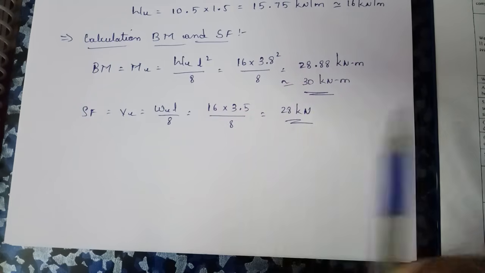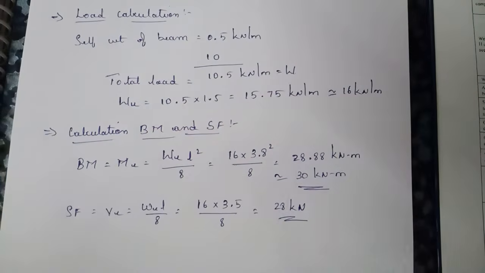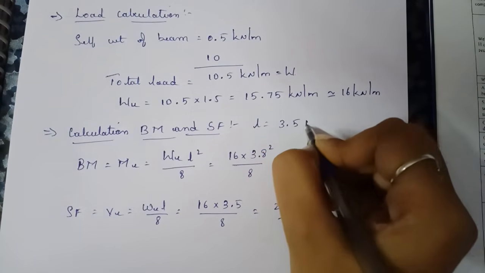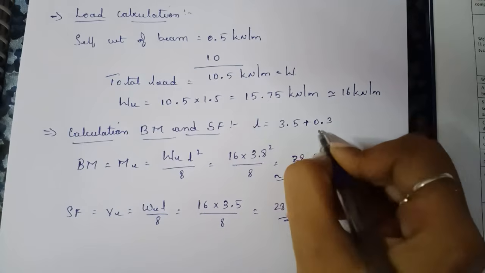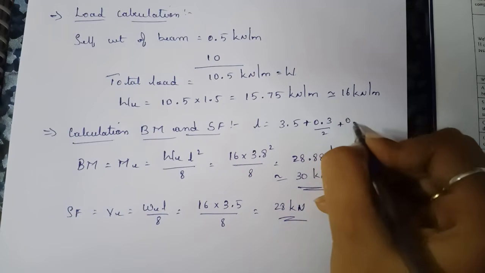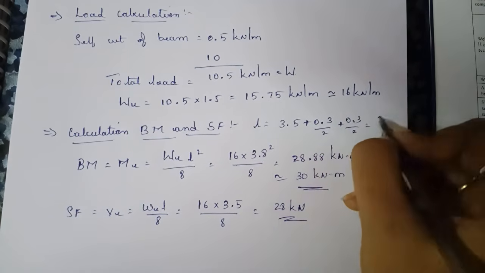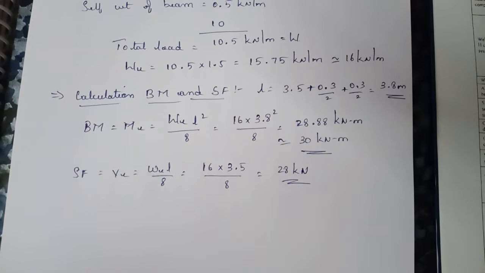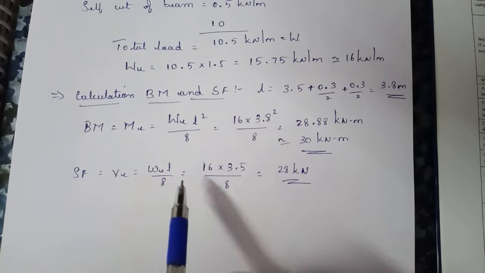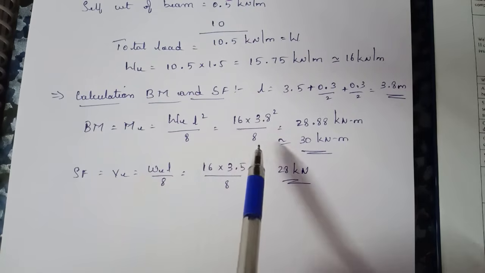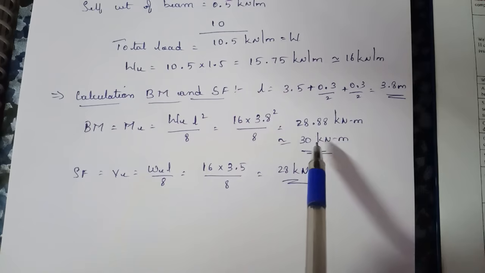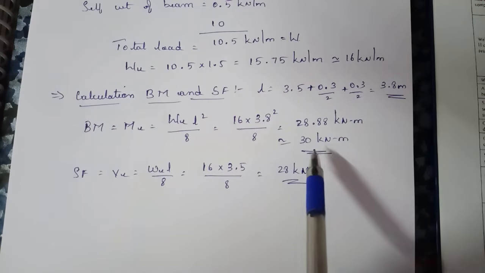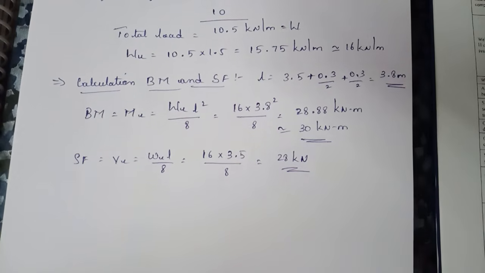How did you get 3.8? The clear span is 3.5, right? 3.5 plus 0.3 on either side, that is 0.3 plus 0.3 divided by 2, which will give you 3.8 meters. So this is L effective. So MU, you got it now, WU L square divided by 8. So you got everything, and you will get it in kilonewton meter. I'll round off to 30.